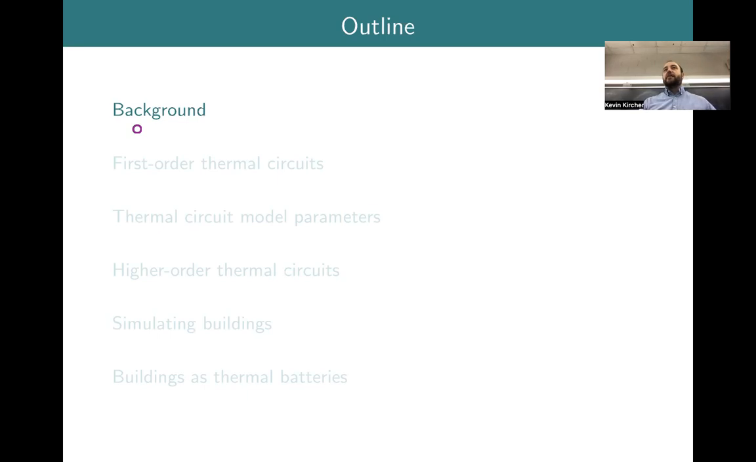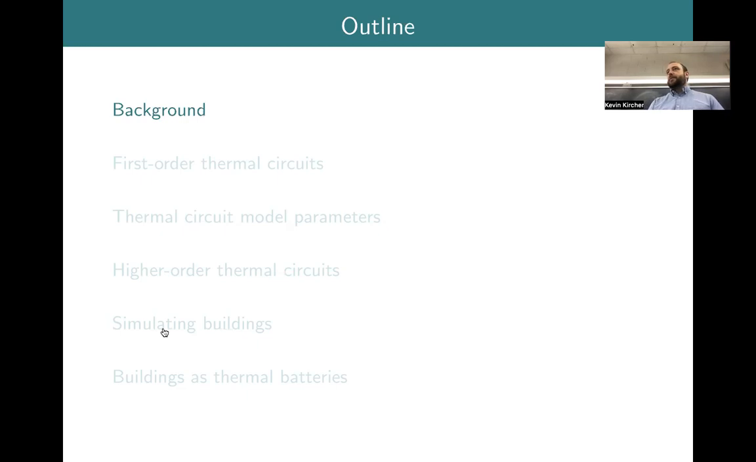We talked about why modeling buildings is difficult, all the different physical effects that we need to keep track of, and the many parameters you'd need to specify for a detailed physics-based model. Then we talked about simpler models, thermal circuits, and how to get parameters for those. And we wrapped up by starting to talk about higher order, sort of second order and above thermal circuits. And so we'll start with that today. And then we'll talk about simulating buildings.